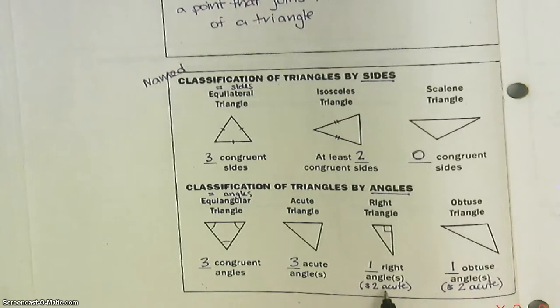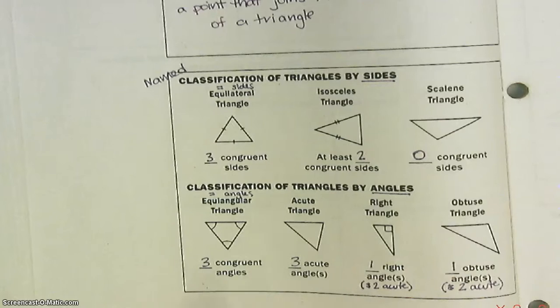So I made a note down here. We've got two acute and two acute. And in order to be an acute triangle, you have to have three. Now let's practice.